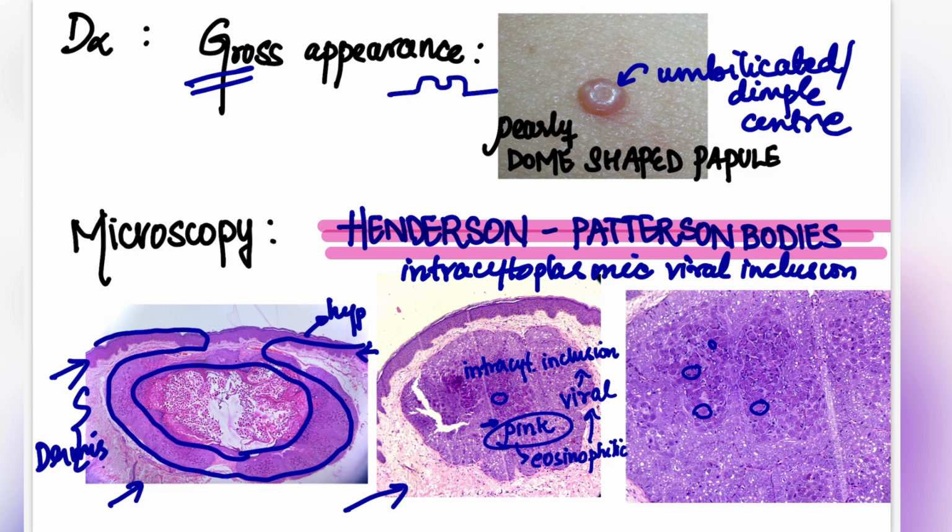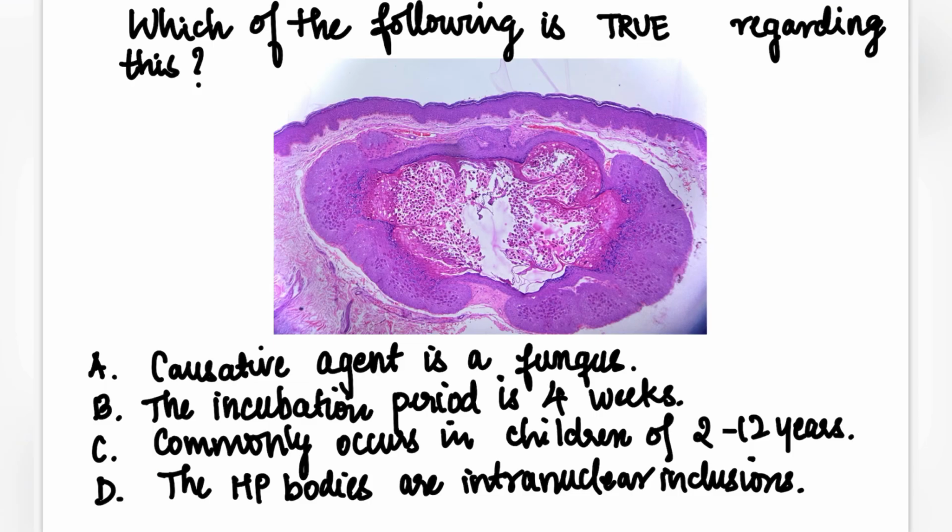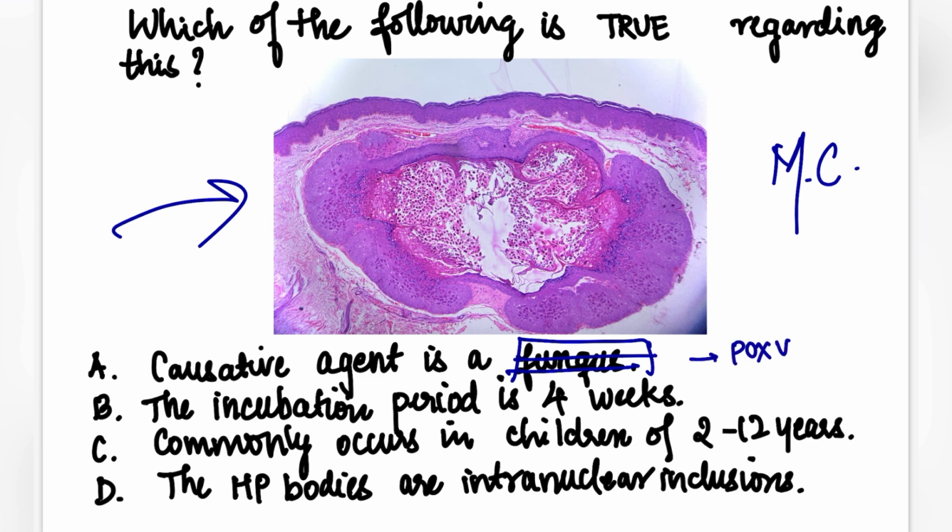Let us now answer this question. Which of the following is true regarding this? For you to answer this question, you need to know what this condition is, and since we have already discussed it, it is Molluscum contagiosum. So what is the causative agent? Is it a fungus? No, it is a pox virus, so this is not true. The incubation period is 4 weeks, which is again not true because we discussed that it was 6 weeks. And finally, it commonly occurs in children of 2 to 12 years, which is true.